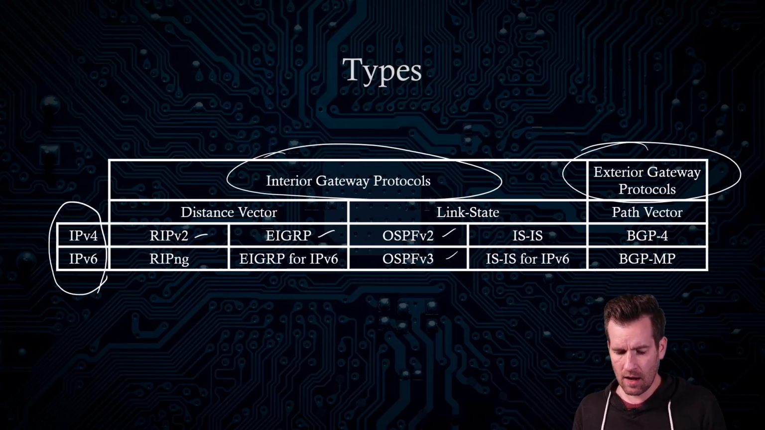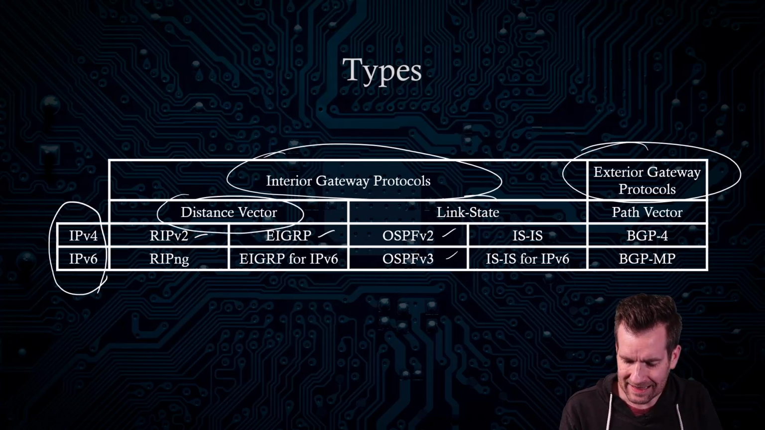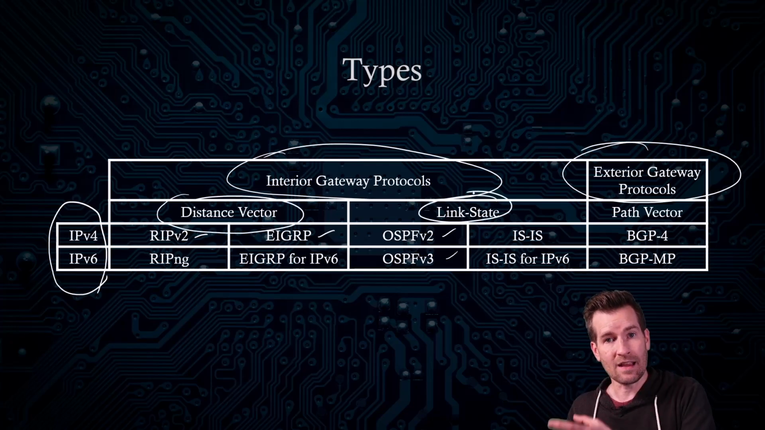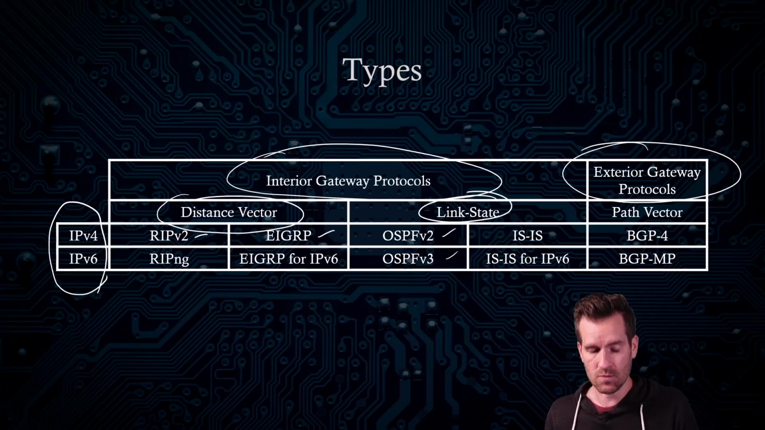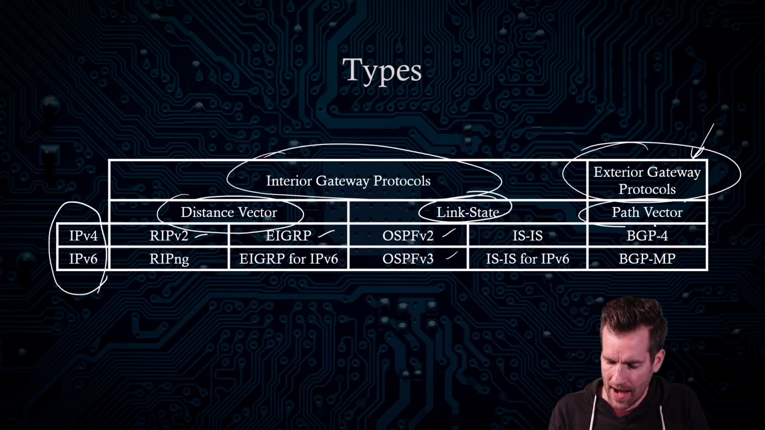The interior gateway protocols use a distance vector or a link state to transfer the information back and forth. And we're going to go into the differences of that as well. Versus an exterior gateway protocol, which is going to use path vector.